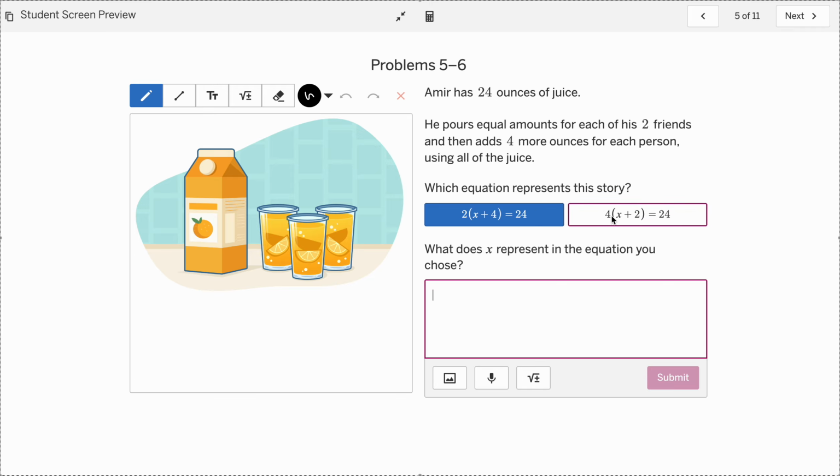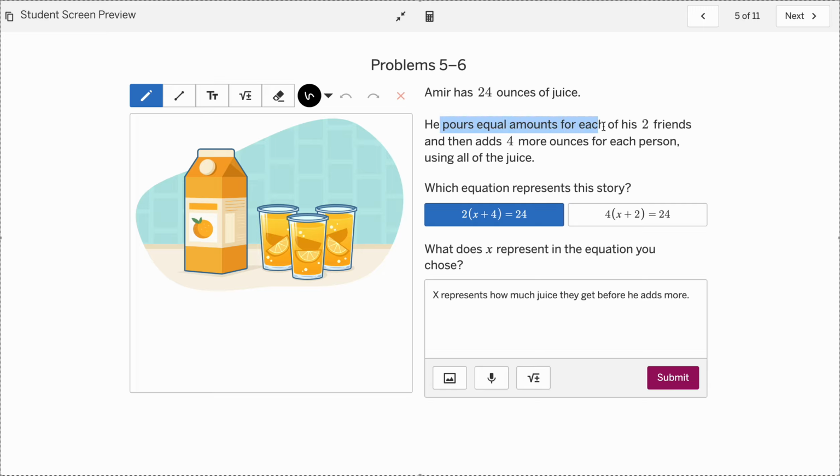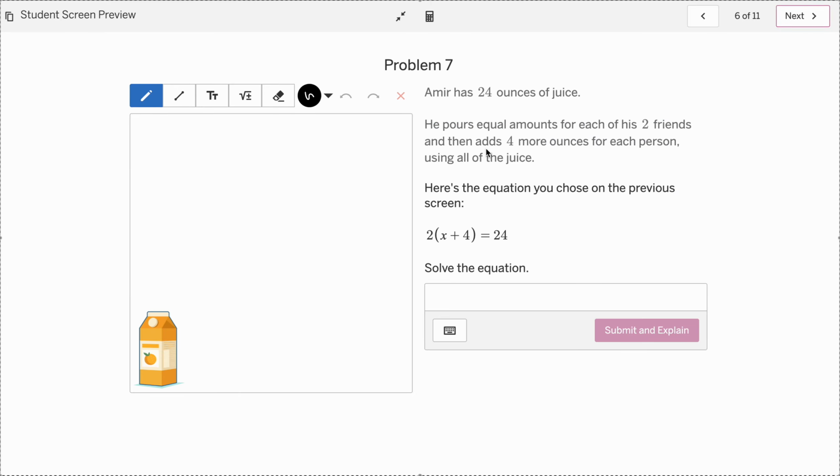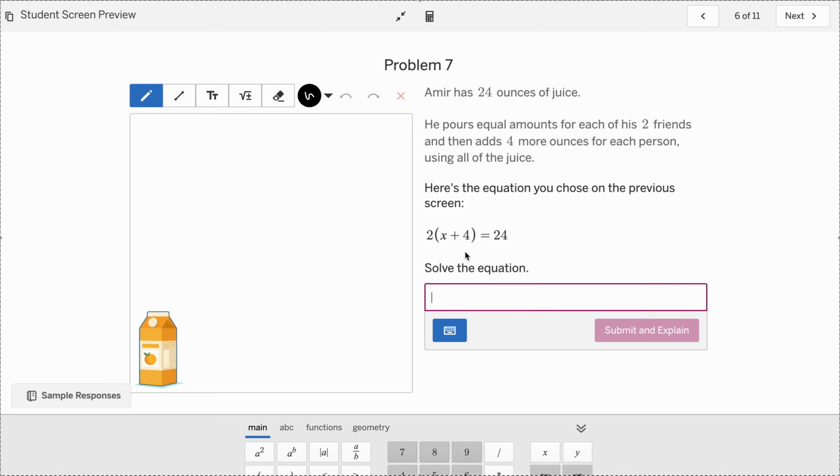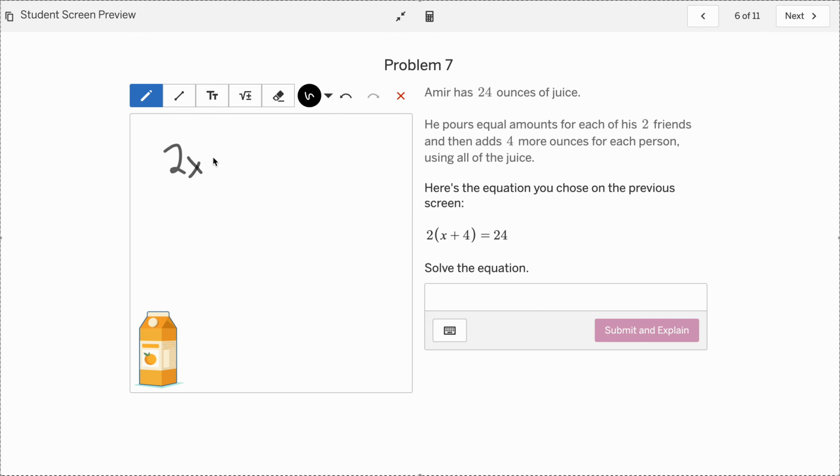This would be saying 4 friends get this much, but we only have 2 friends. So we have to figure out what X represents. X represents how much juice they get before he adds more. Right? Because if I look back here at this equation, it says he pours an equal amount of juice for his 2 friends. Then he adds 4. So the X equals this amount, whatever he poured first. Now I can solve this. So I actually have to solve for X. So I know that I have to distribute. So 2X add 8 equals 24.